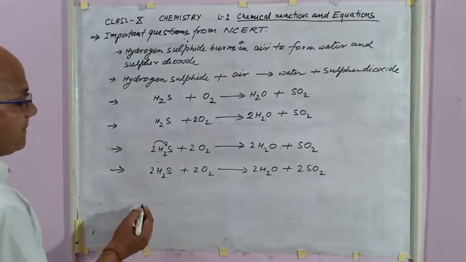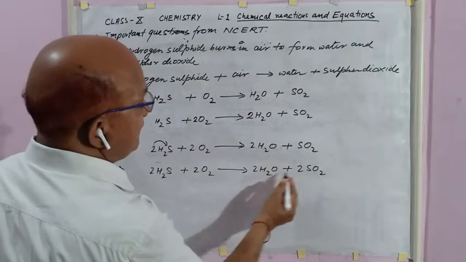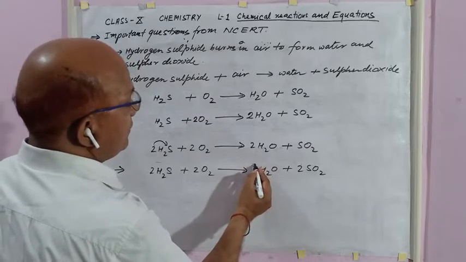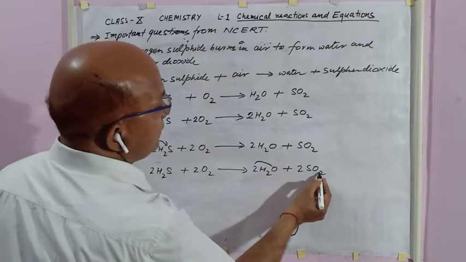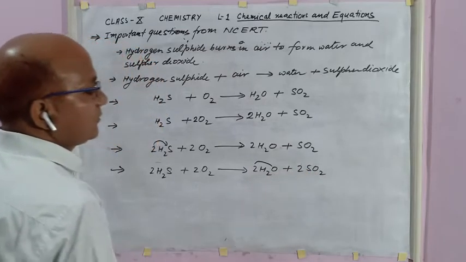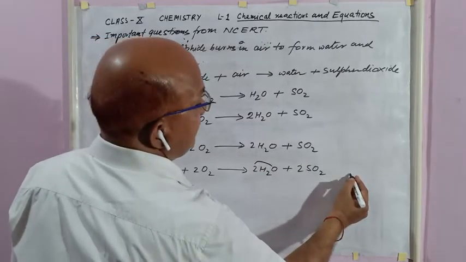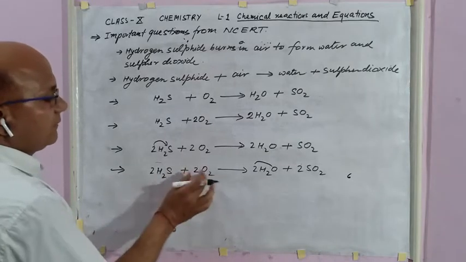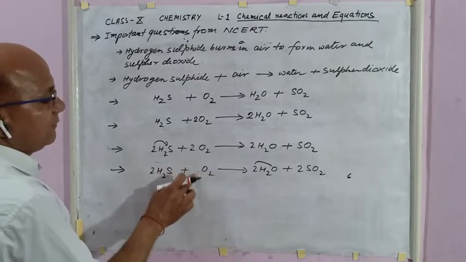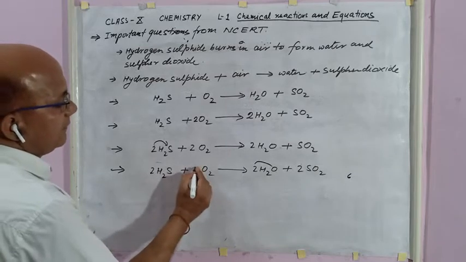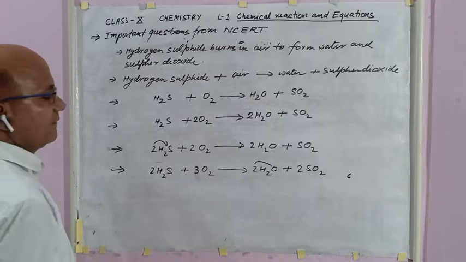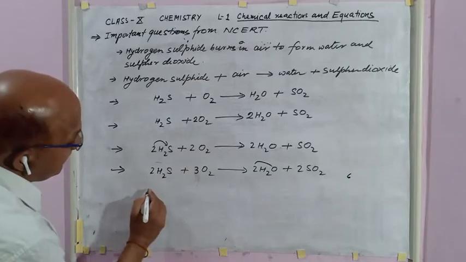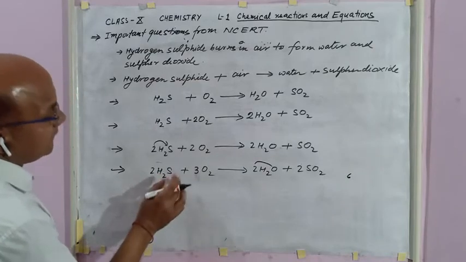But what happens to the oxygen atoms? Now you can see 2H2O, 2 oxygen atoms, and 2 2s are 4 oxygen atoms, so on the right side there are 6 oxygen atoms, but on the left side 2 2s are 4, there are only 4 atoms of oxygen. So we will multiply it by 3, 3 2s are 6. Now we can check the chemical equation, because it is the last step.